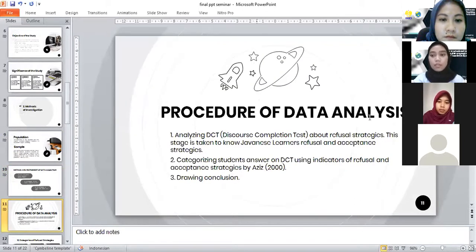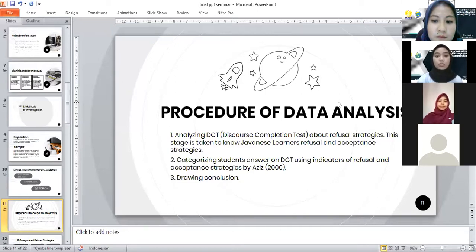Okay, we move to the procedure of data analysis. The first is analyzing the DCT, or discourse completion test, about refusal strategies and acceptance strategies. This stage is taken to know the Javanese learners' refusal and acceptance strategies realization. The second is categorizing students' answers on the DCT using indicators of refusal and acceptance strategies by Aziz. The last step is drawing conclusion.